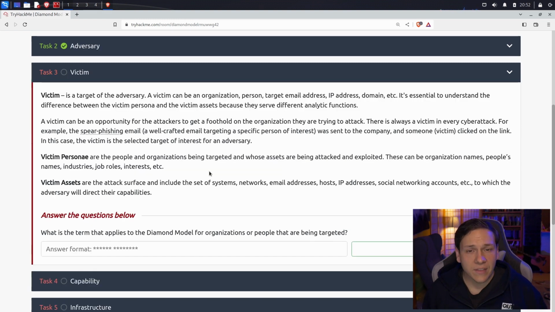Victim persona are the people and organizations being targeted and whose assets are being attacked and exploited. These can be organization names, people's names, industries, job roles, interests, etc. Victim assets are the attack surface and include the set of systems, networks, email addresses, hosts, IP addresses, social networking accounts, and so on, to which the adversary will direct their capabilities. What is the term that applies to the Diamond Model for organizations or people that are being targeted? Victim personae.